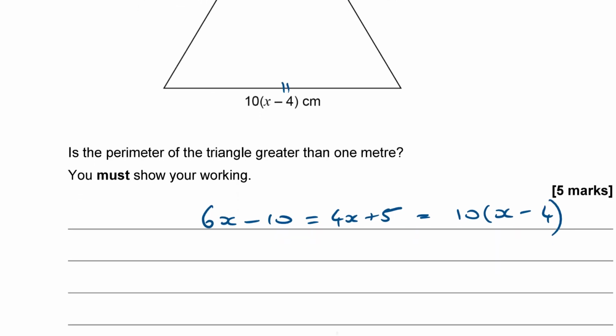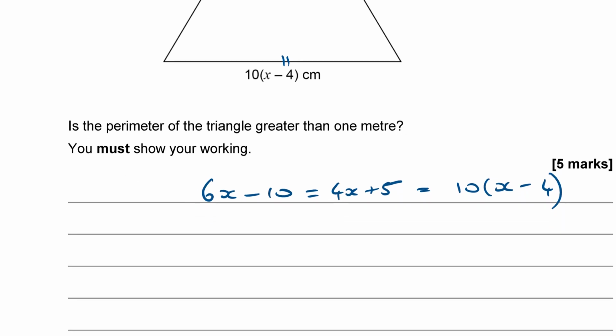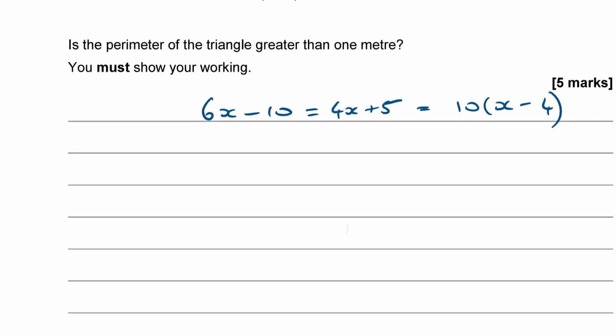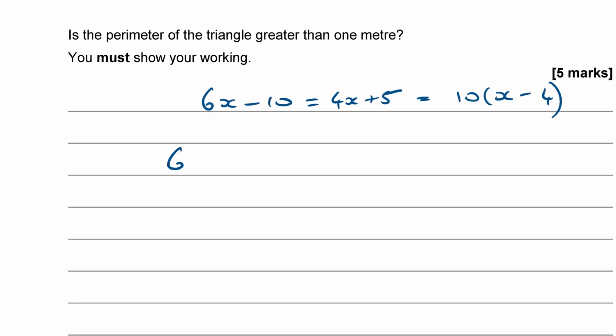Can't really have 2 equal signs. So probably it's easier to work on one part and then the other part. So let's start with the first 2. 6x minus 10 is equal to 4x plus 5. So solving those, taking 4x away from both sides is going to give me 2x, and adding 10 to both sides is going to give me 15. So I think 2x is going to be equal to 15, making x equal to 7.5.